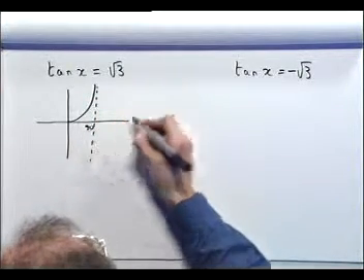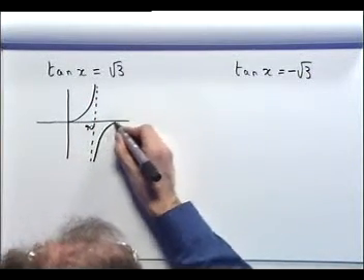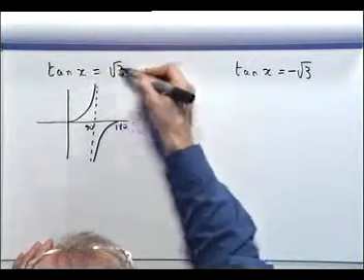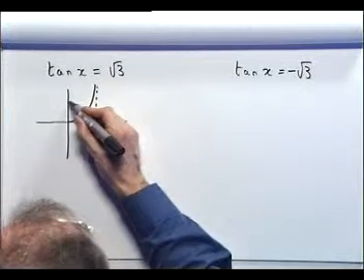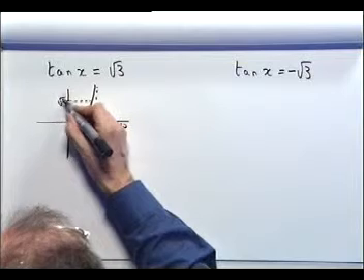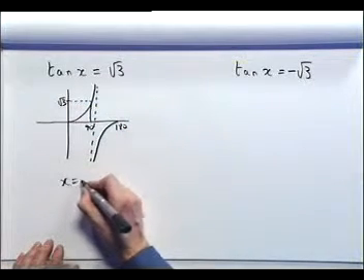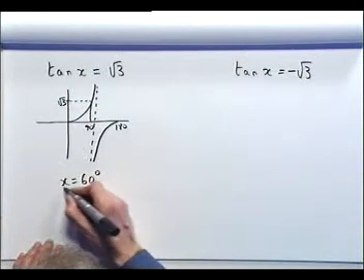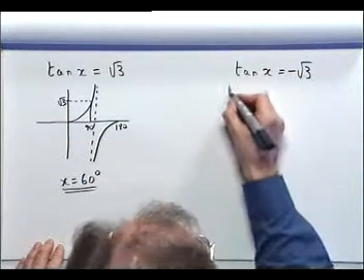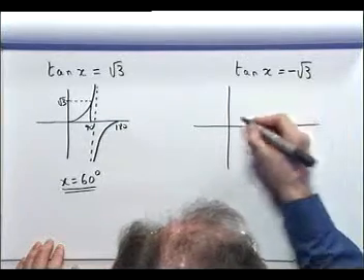So there is 90 and there is 180. The angle whose tangent is root 3 we know is there at 60. So we know that x is equal to 60 degrees. Here we've got minus root 3. So again, little sketch.